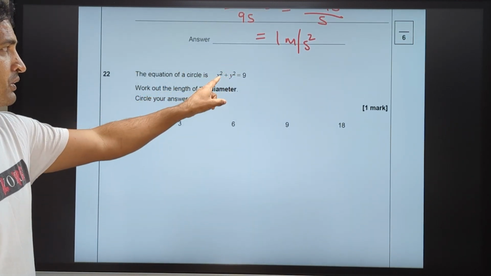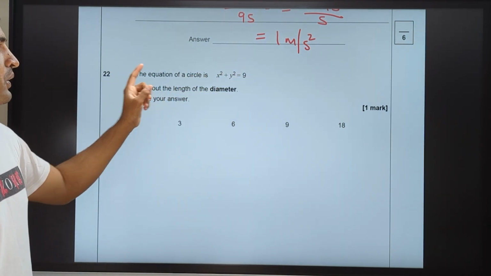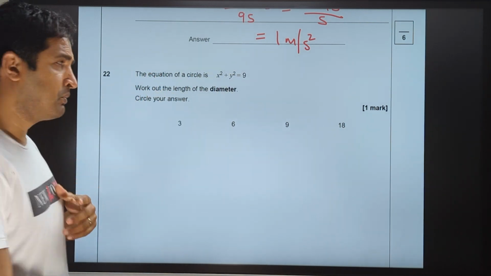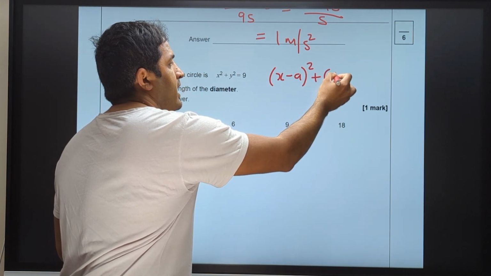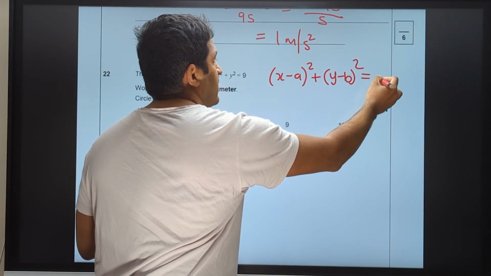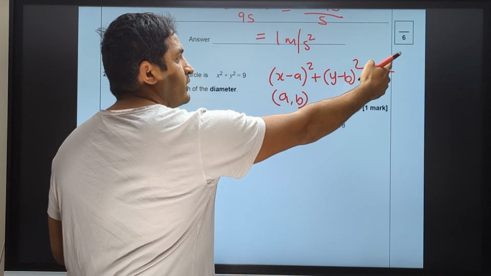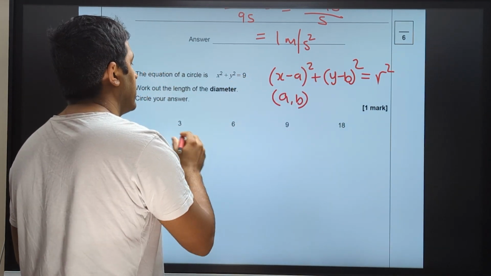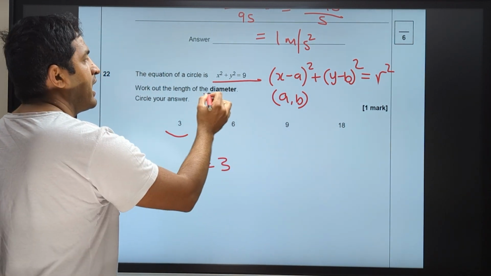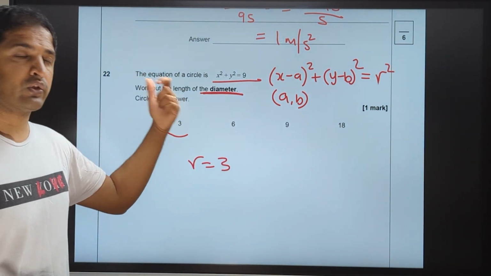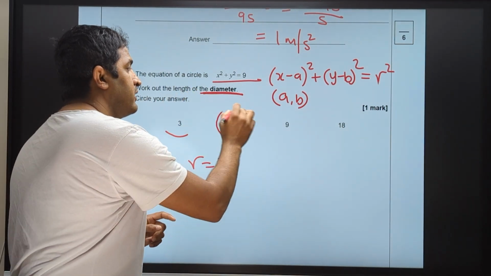So this is the equation of the circle. x squared plus y squared is equal to 9. Work out the length of the diameter. The equation of the circle is always in that form: (x minus a) squared plus (y minus b) squared equals r squared, where (a, b) is your center and r squared. So the square root of 9 should be your radius. So the radius of this circle here is 3. And we've been asked to work out the diameter. Remember, again, read the questions carefully. I would have made the mistake of circling 3 here, but the diameter is double the radius, so it's going to be 6.